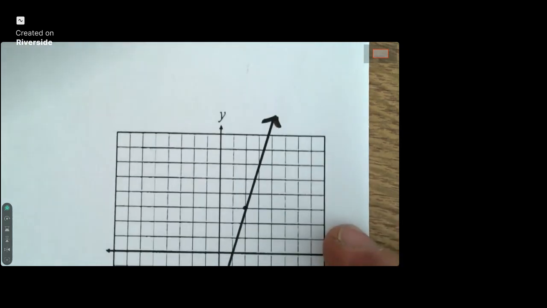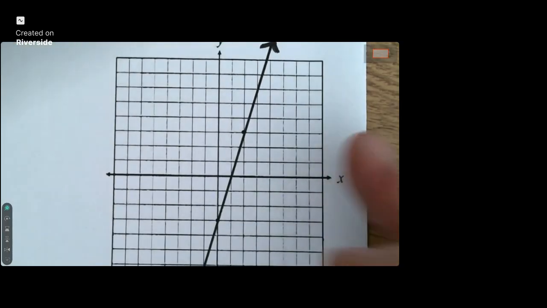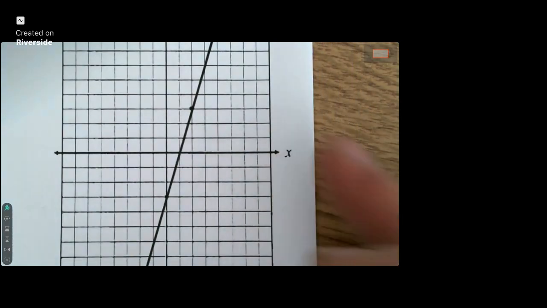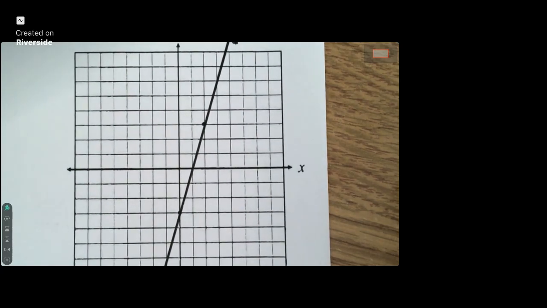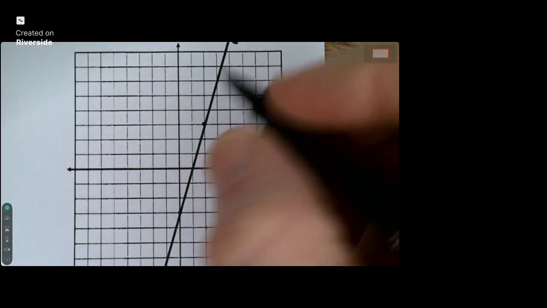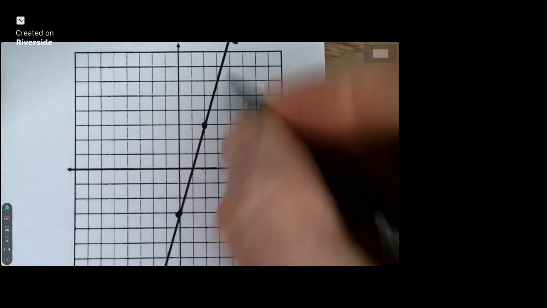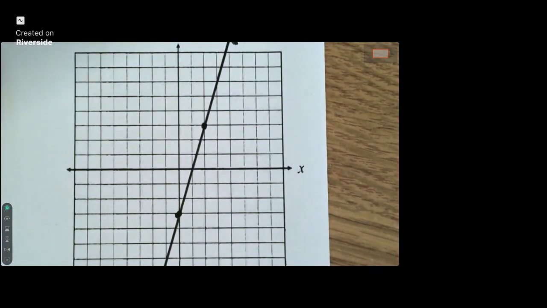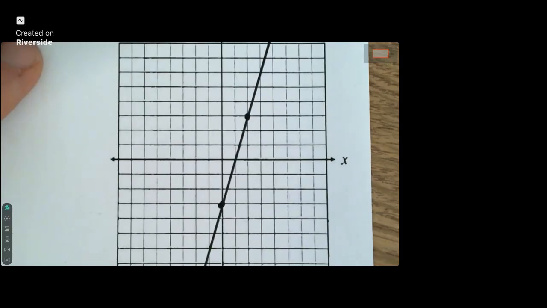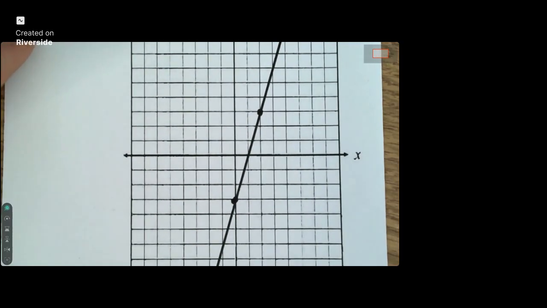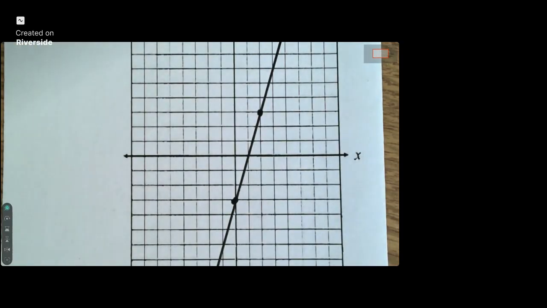Let's try another one. We got another line here, okay? Let's try it out. So we got a good line drawn here. Let's search for 2 known points. Looks like we got 2 nice ones. Got a nice one here, got a nice one here. We probably have some other nice ones on there, but I'm going to pick these 2. Okay, what's the next step? At least the order in which I like to do it. I'm going to go ahead and find the slope.